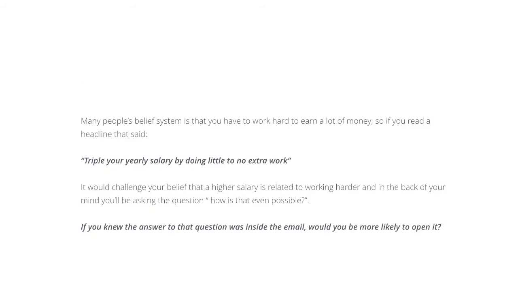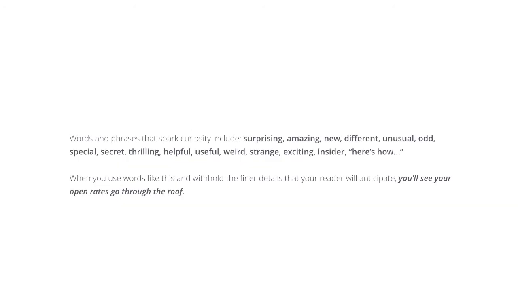Many people's belief system is that you have to work hard to earn a lot of money. So if you read a headline that said, "Triple your yearly salary by doing little to no extra work," it would challenge your belief that a higher salary is related to working harder, and in the back of your mind, you'll be asking the question, how is that even possible? If you knew the answer to that question was inside the email, would you be more likely to open it? In NLP, which is neuro-linguistic programming, there's a technique called a pattern interrupt, where you say something that interrupts their normal chain of thought or challenge their belief system. And that's basically one of the tactics you can use in your email marketing.